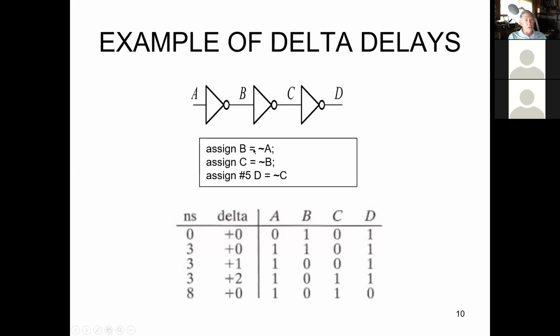But because D has a 5 nanosecond delay, it gets scheduled for 8 nanoseconds. And when 8 nanoseconds arrives, then D changes to 0. So that's how the simulator works. So you can see here, you've got 3 delta delays at the 3 nanosecond time period. So the nanoseconds don't change here. But they are all scheduled at different delta delays because there's no inertial delay for the A buffer or the B buffer, but there is for the C buffer. And that's how that would look in the simulator.